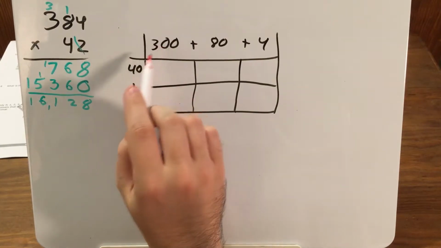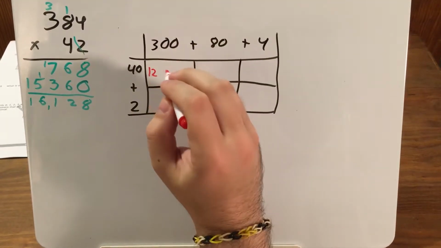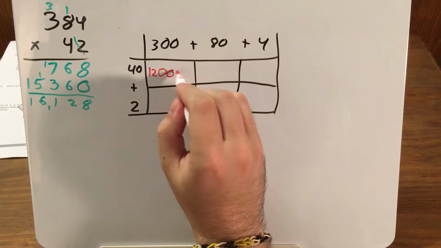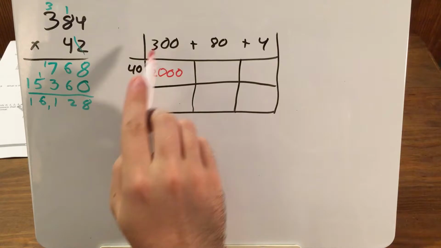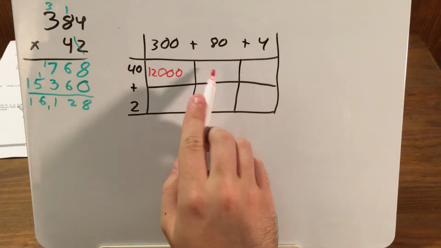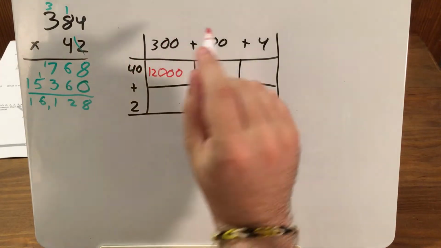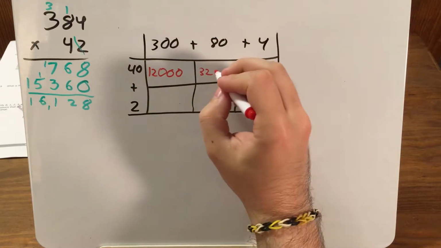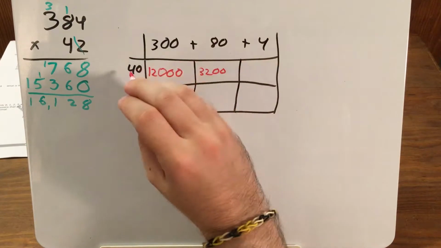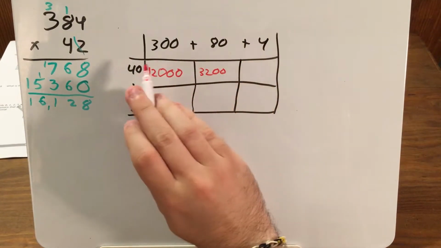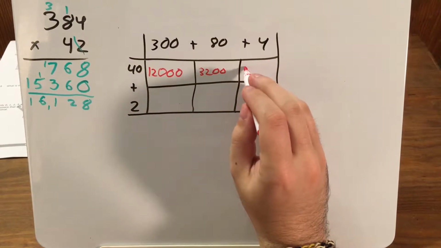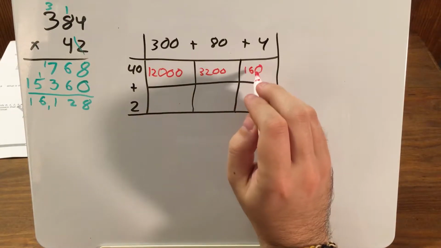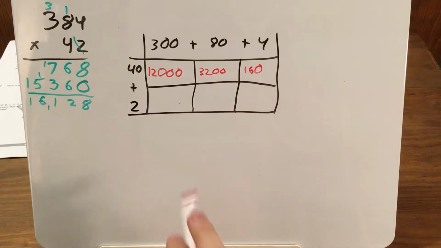Start with 40 times 300. 4 times 3 is 12. And I had 1, 2, 3 zeros, so I'm going to write all 3 of those zeros here. So 40 times 300 is 12,000. I come over here to 40 times 80. This is 4 times 8, which is 32. 0, 0. I write those 2 zeros there, so 40 times 80 is 3,200. And now 40 times 4. 4 times 4 is 16. And then I add that other 0 onto it, so that's 160.